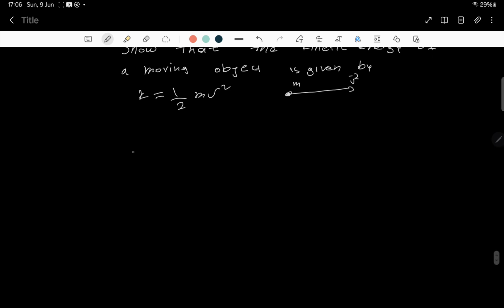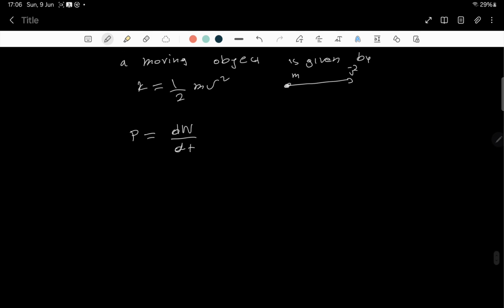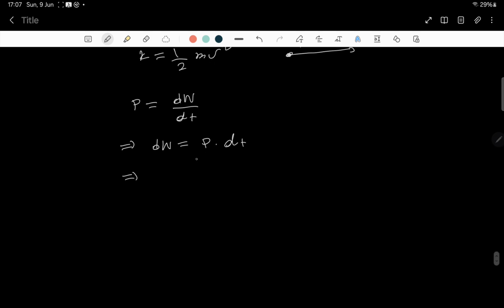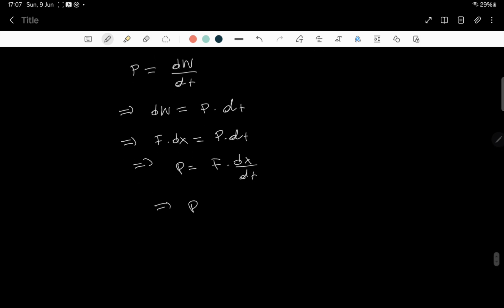The first step is we start from the power P, which equals the rate of change of the work over time, dW/dt. So dW equals P times dt. The work dW is F dx. So on the left hand side we have F dx equals P dt. So P equals F times dx over dt. So P equals F times v, where F is the force and v is the velocity.